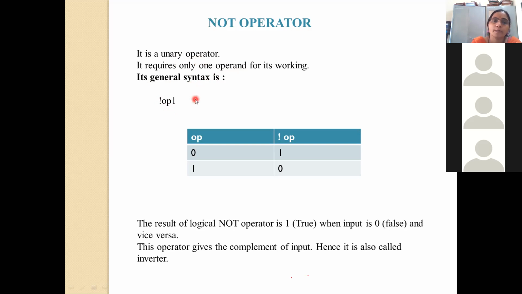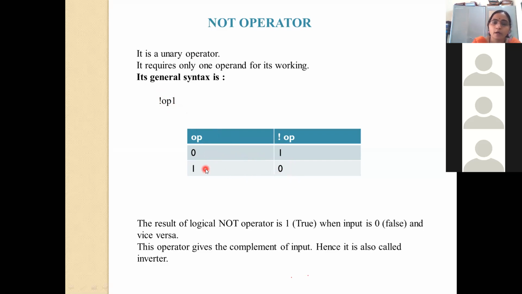The NOT operator is represented using the exclamation mark sign. This is the exclamation mark, and remember that this exclamation sign represents the logical NOT operator. This symbol and OP1. You can just write OP here, meaning only one operand, and this is the truth table. The output of the logical NOT operator is 1 if the input is 0, and the output of the NOT operator is 0 if the input is 1.